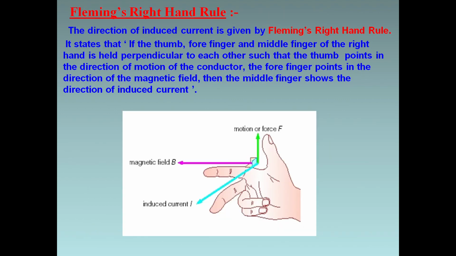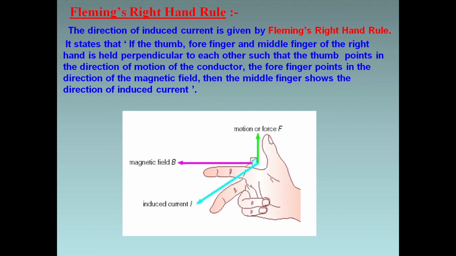Now the direction of this induced current is given with the help of Fleming's right hand rule. So what is the statement of this rule? Let us understand. This rule states that if the thumb, forefinger and middle finger of right hand are held perpendicular to each other such that thumb points in the direction of motion of the conductor, forefinger points in the direction of the magnetic field, then the middle finger shows the direction of induced current.